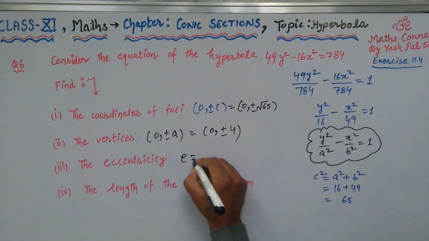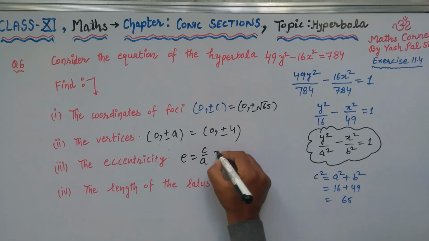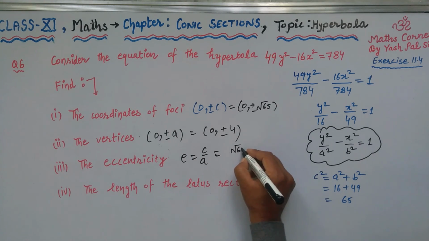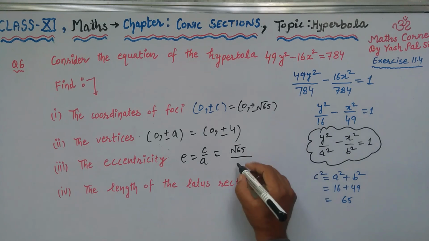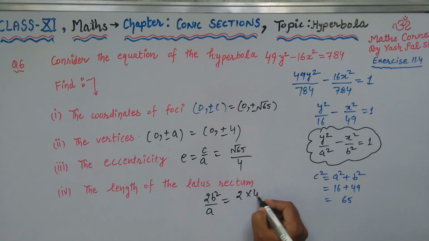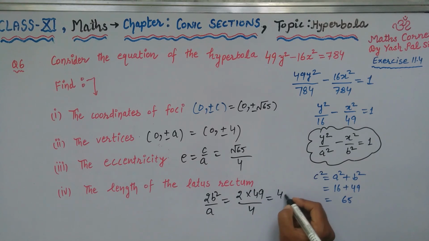Eccentricity e is equal to c upon a. And what is c? This is square root of 65. And what is a? This is 4. The length of latus rectum formula is 2b square upon a, which becomes 2 into 49 upon 4. So 49 upon 2 is the length of the latus rectum in this question.